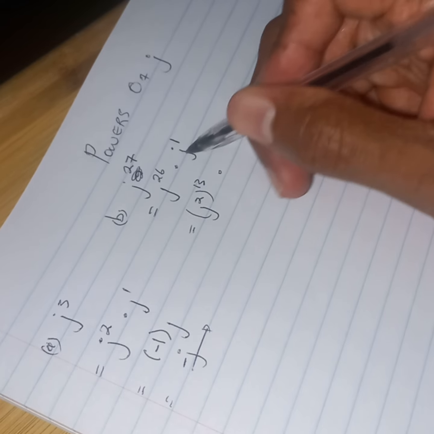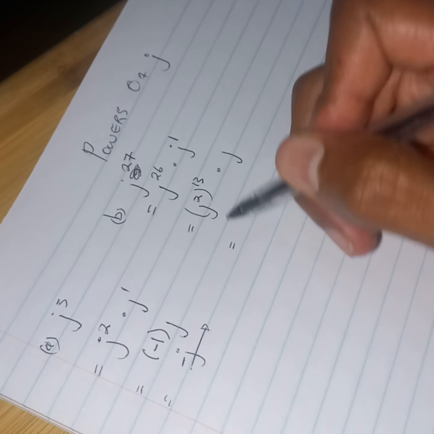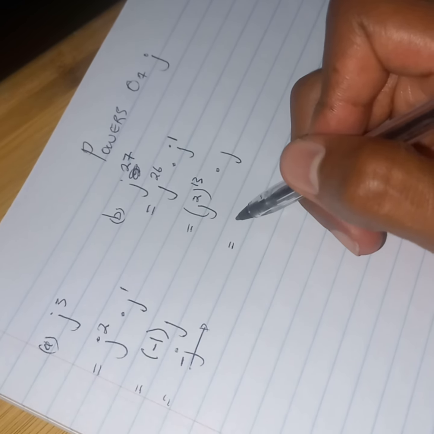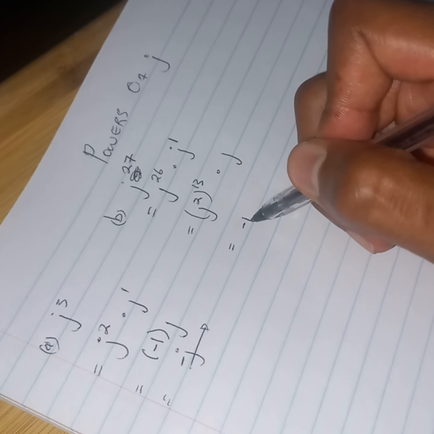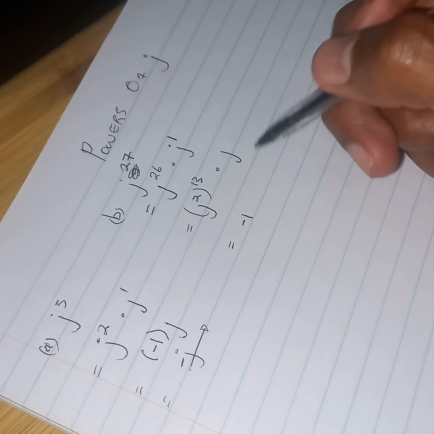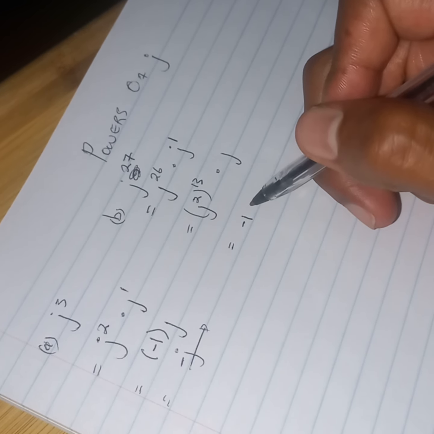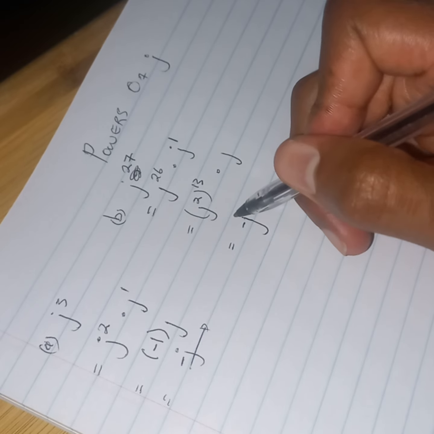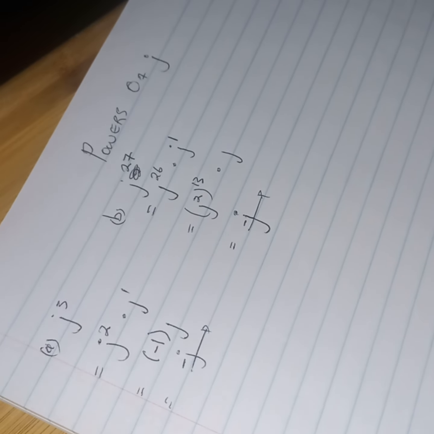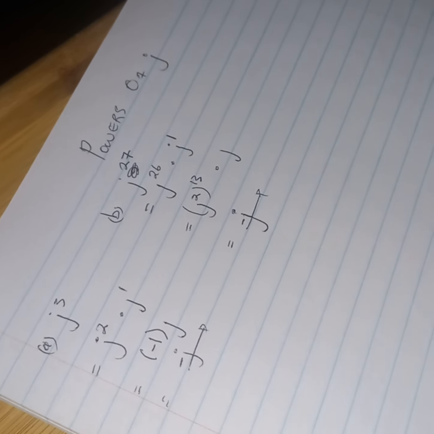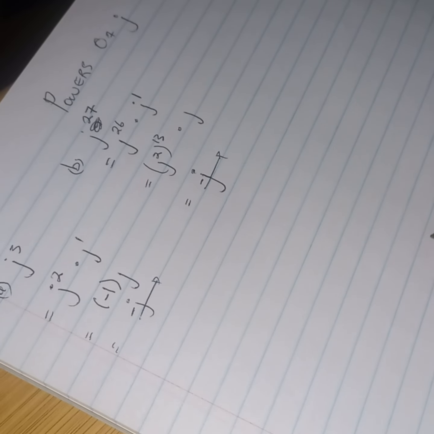Understand? Multiplied by J. Remember now, if you have J2, that can be written as -1 to the power 13, which is still 1, and then I'm going to remain with -J still. So that's how you can play around with the powers of J.